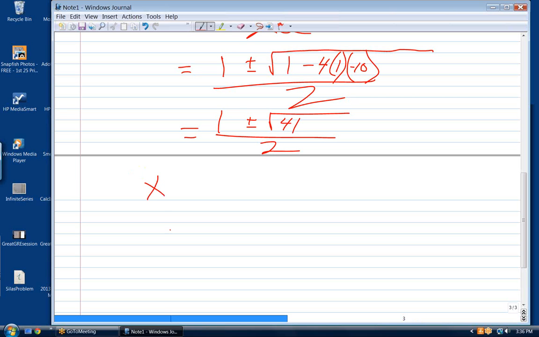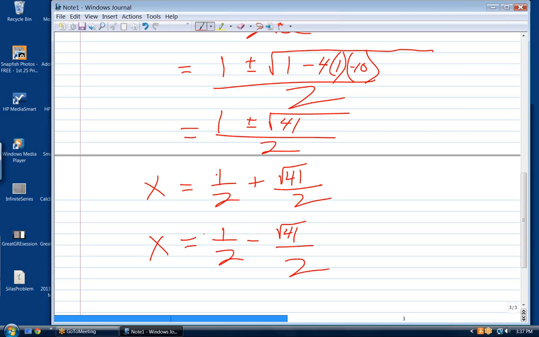So what is our answer for x in this problem? You usually get 2 answers for a quadratic. What are they? This one would be 1 plus the square root of 41 over 2. And then the other one would be 1 minus the square root of 41 over 2. And I like separating it into 2 pieces like that, even though it's not required; you could actually give that as an answer.